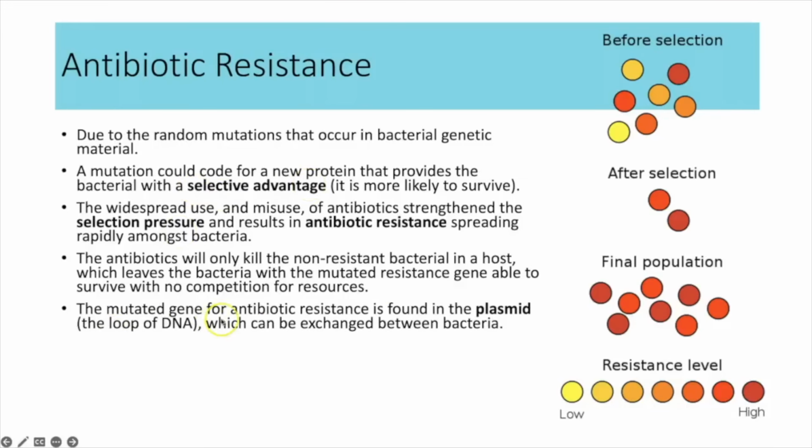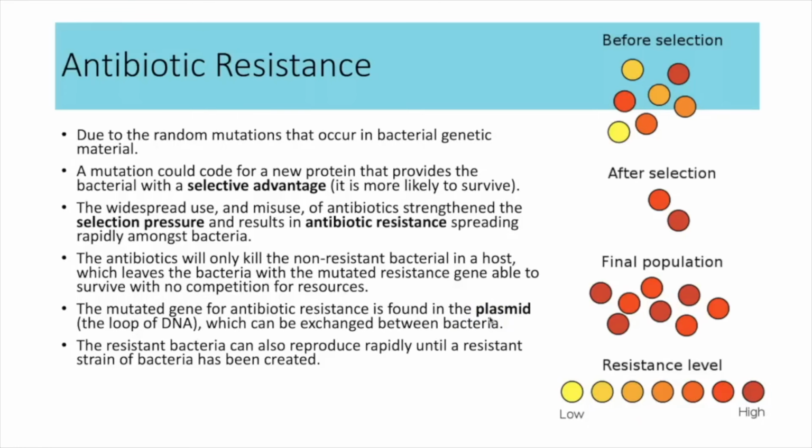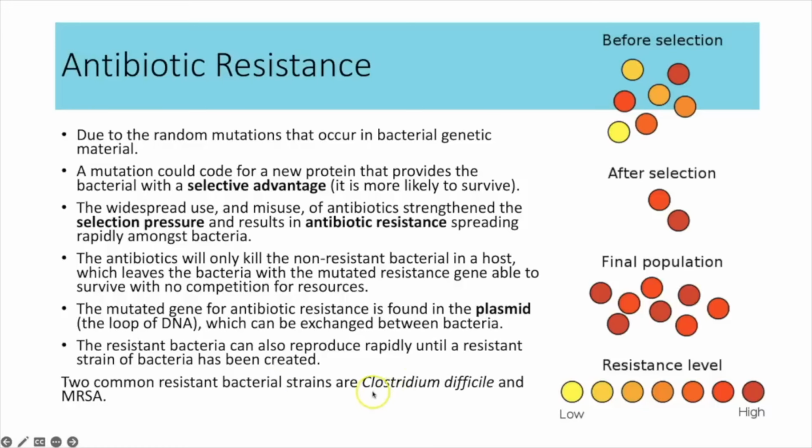So this mutated gene for antibiotic resistance is found in the plasmid, and it's the plasmid that can be exchanged between bacteria, and that is how it can spread from bacteria to bacteria, and then you do create this whole resistant strain. And two common resistant bacterial strains are Clostridium difficile and MRSA.